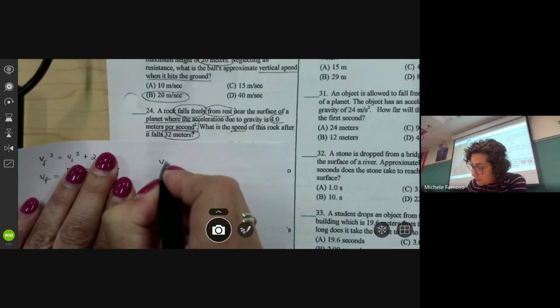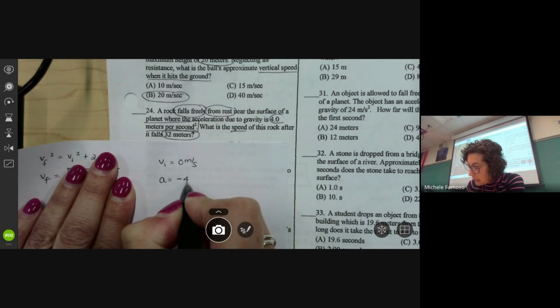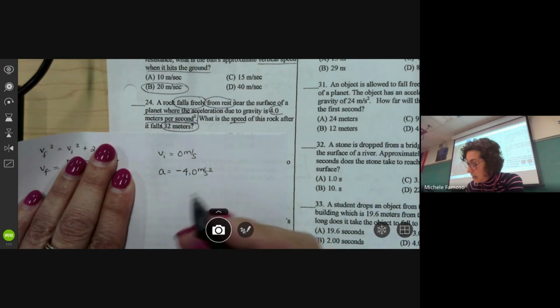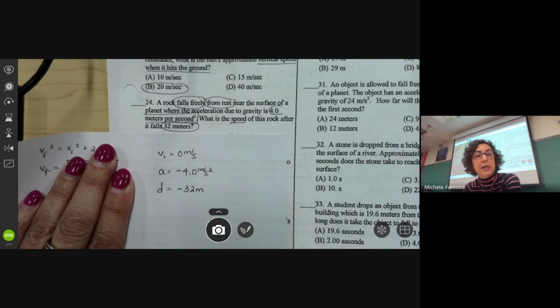We know that it's being dropped from rest, so the VI is 0 meters per second. The acceleration due to gravity would be -4.0 meter per second squared. Gravity always pulls things down, doesn't matter the planet you're on. And it is falling through a distance of 32 meters, so the displacement is -32 meters. I'm looking for the final velocity, or the final speed rather.